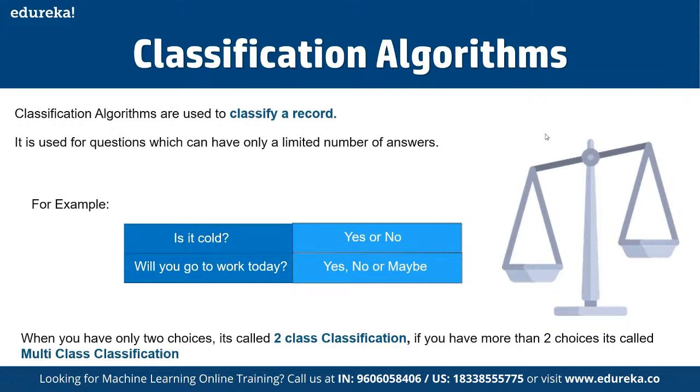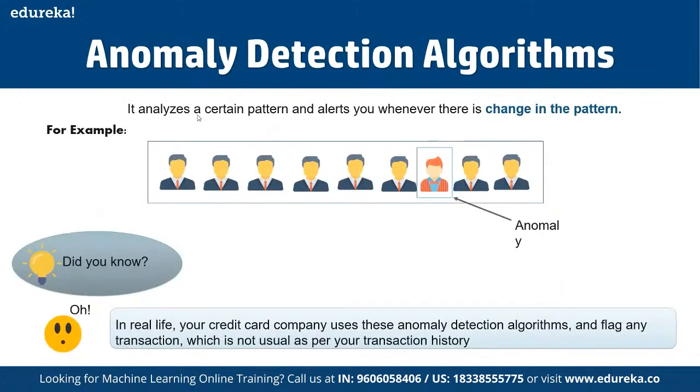For example, let's say we are going to analyze a certain pattern and alert whenever there is a change in the pattern. Say we have the given images, and out of these we have to find the odd one out. This one is going to be a complete anomaly. In real life, your credit card company uses anomaly detection algorithms and flags any transaction which is not usual as part of the transaction history. Let's say we have been purchasing mostly from our own country, with no cross-country transactions. In case a transaction happens from some other country, that is going to trigger the alarm.